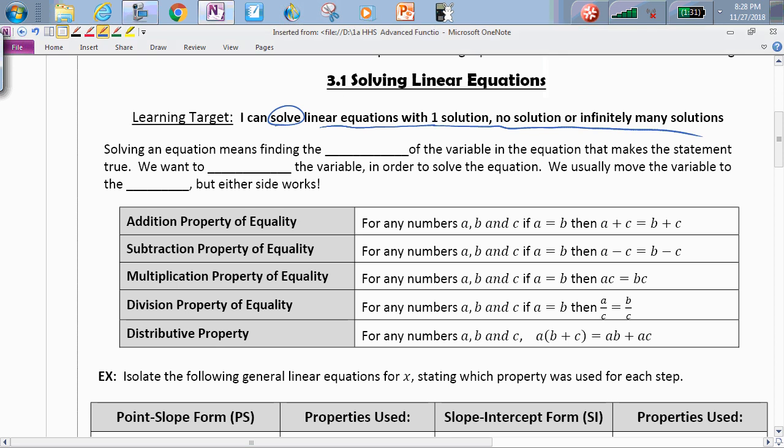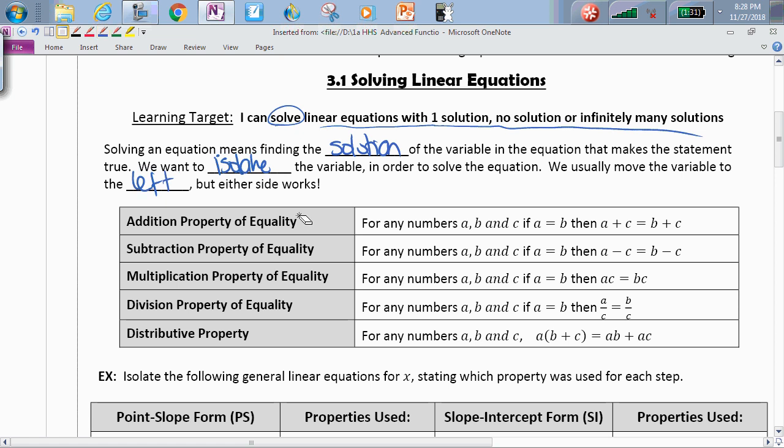Alright, so solving linear equations. We can solve linear equations with one solution, no solution, or infinitely many solutions. Solving an equation means finding the solution, obviously, of the variable in the equation that makes the statement true. We want to isolate, so get the variable on its own, in order to solve the equation. We usually move the variable to the left, but either side works.